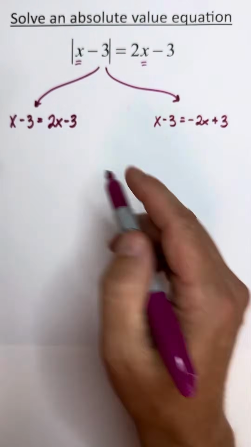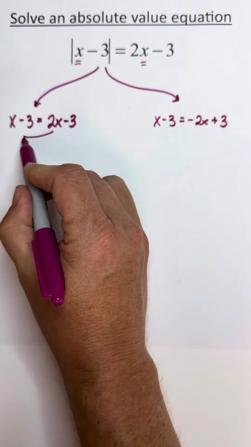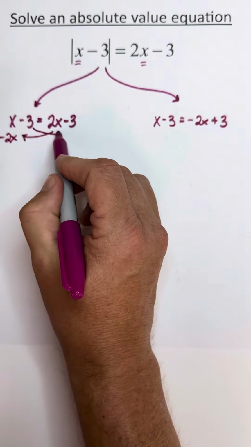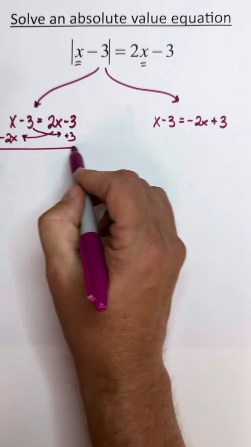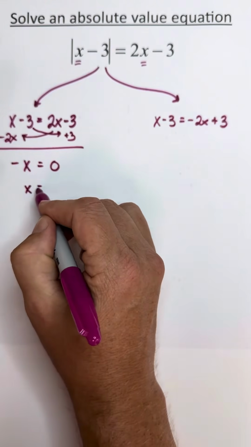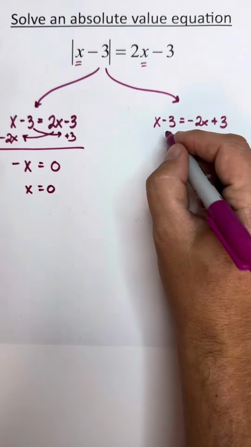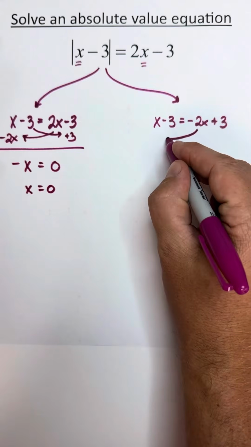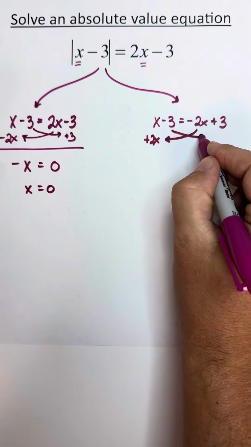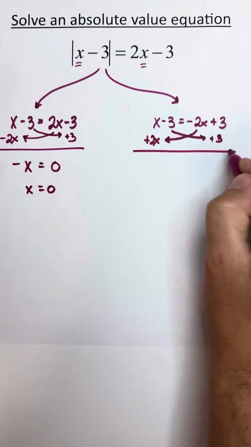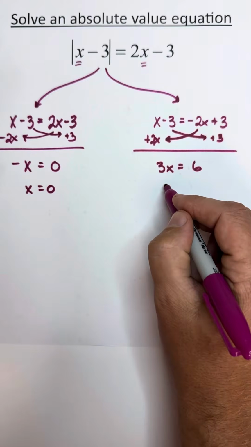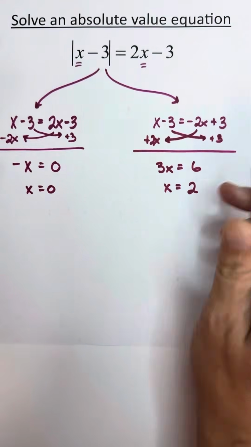So here, let's bring the x's over to this side by subtracting 2x. Bring the negative 3 over by adding it. So we get negative x equals 0, so x equals 0. Okay, and over here, I'm going to bring the negative 2x over by adding, and I'll bring the negative 3 over by adding it. So that's going to give us 3x equals 6. Divided by 3, we get x equals 2.